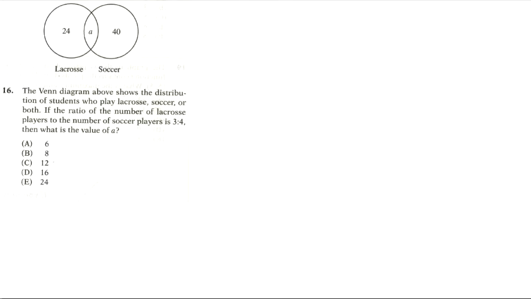The Venn diagram above shows the distribution of students who play lacrosse, soccer, or both. Alright, so the ratio of lacrosse to soccer is 3 to 4, which means that lacrosse is 24 plus A, where A is the number of kids in both, over soccer, 40 plus A. Okay, so what's the value of A?